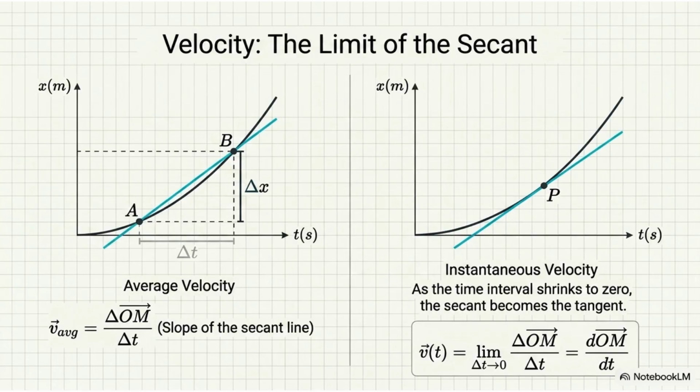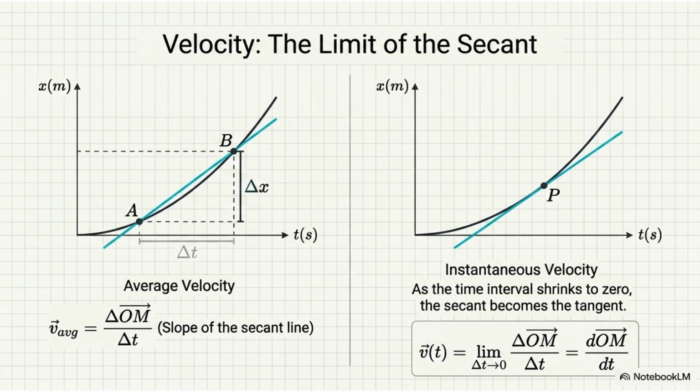Average velocity tells us how much the position changes during the entire time interval. However, many motions are not uniform. The velocity may change from one instant to another. Therefore, average velocity cannot describe the motion precisely at every moment. To determine the velocity at one exact instant, we gradually reduce the time interval.